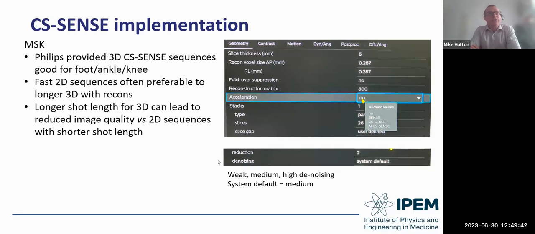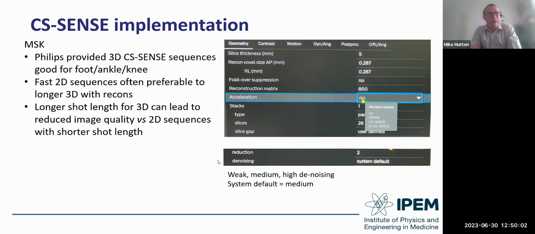Specifically for MSK imaging, we have found that the Philips provided 3D CS sense sequences are good out of the box for foot, ankle, and knee imaging. They might need a bit of modification for other anatomies. Fast 2D sequences are often going to be preferable to longer 3D sequences. So, a number of reasons for that.